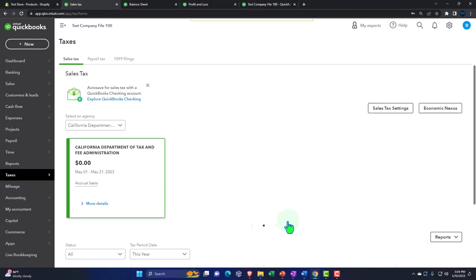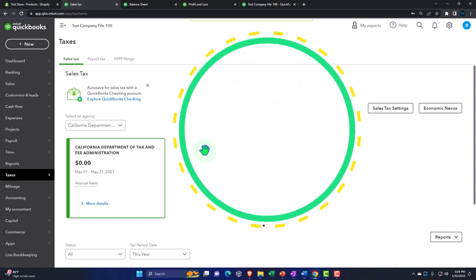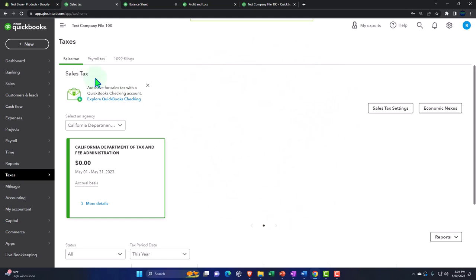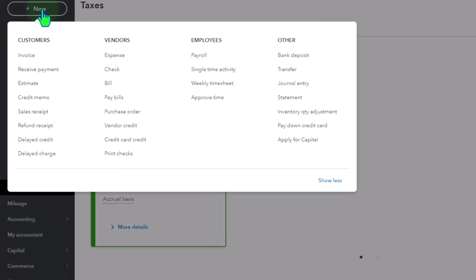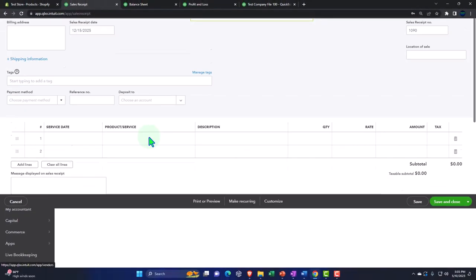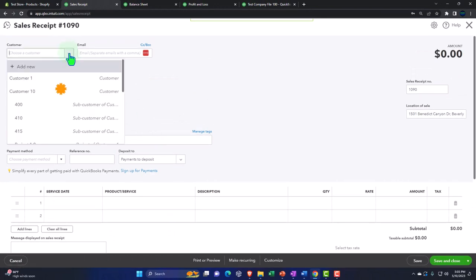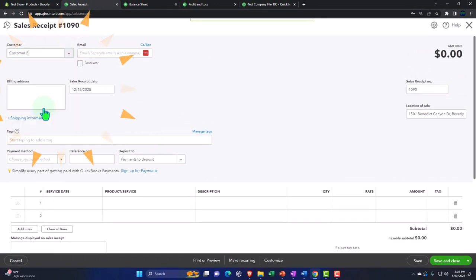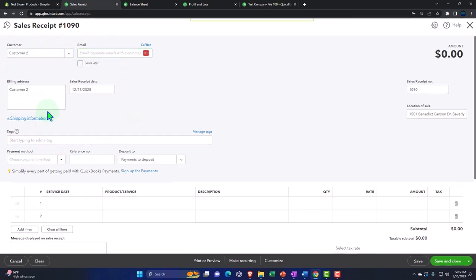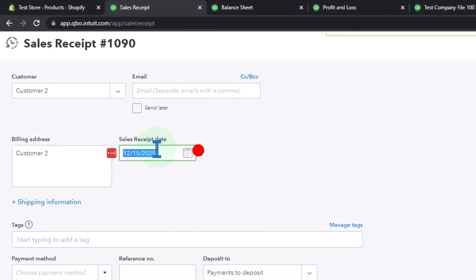We might talk more about sales tax in a future presentation. Right now, I just want to see how that fits into a normal sales transaction if you had it running within an on-ground system. So if I go into the plus button again, and let's make another sales receipt, but this time we've got the sales tax running. Let's say this is going for customer number two, generic customer number two, and the date 12/16, let's say.